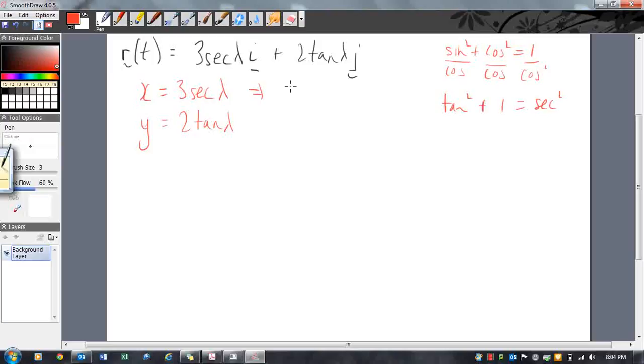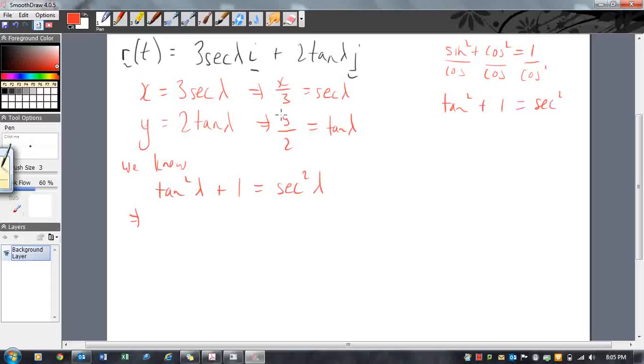So let's just rearrange this a little bit. We've got x over 3 equals sec lambda, and we've got y over 2 is equal to tan lambda. And we know that tan squared lambda plus 1 is equal to sec squared lambda. It doesn't matter what lambda is, or x or whatever this variable is, this always holds. Therefore, what have we got?